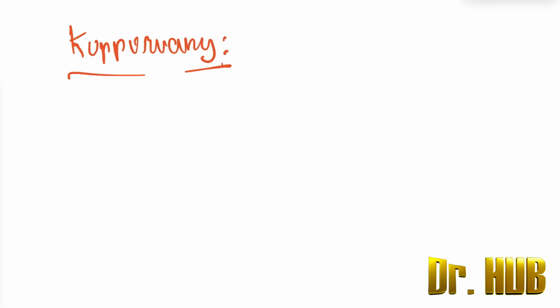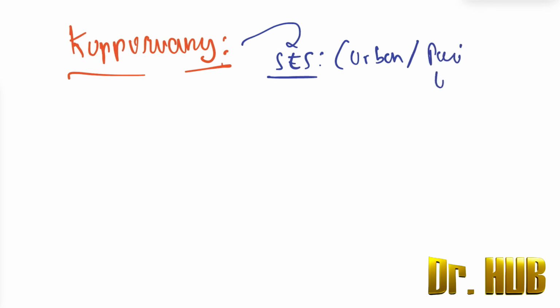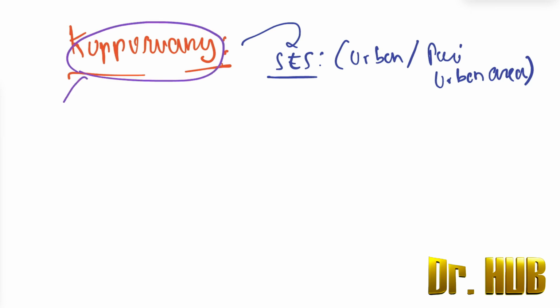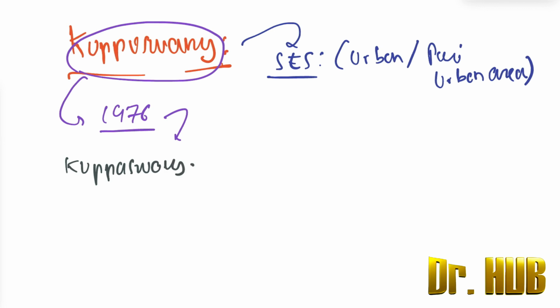The Kuppuswamy scale was designed to classify the socio-economic status in urban as well as peri-urban areas. It was devised in the year 1976 by Kuppuswamy, and it was later modified to be the modified Kuppuswamy scale.